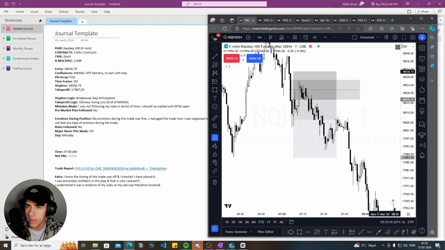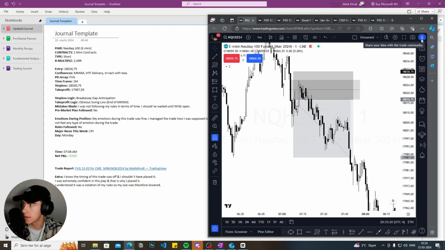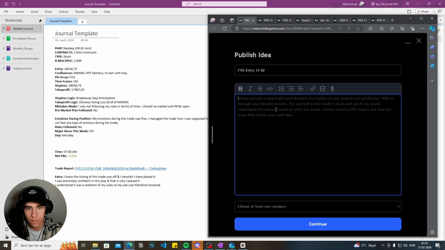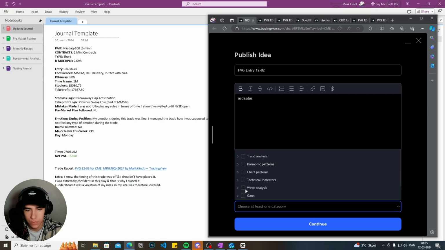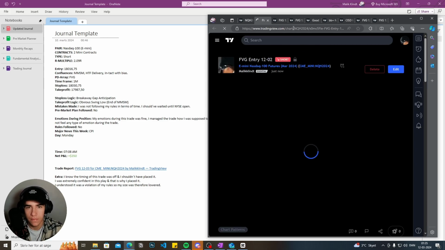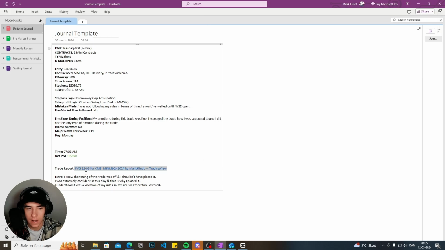So if we are here on TradingView and this was the position, I would go up here to this icon, click it, and then it says publish idea. We could name this fair value gap entry 1203, actually 1202. We can write whatever. This was, we just say chart patterns, doesn't matter. This was a short. Then I click publish private idea. You could do it publicly or privately. I do it privately. Then I say publish, right? Then I take that link right here, I copy it, and I put it in the journal.